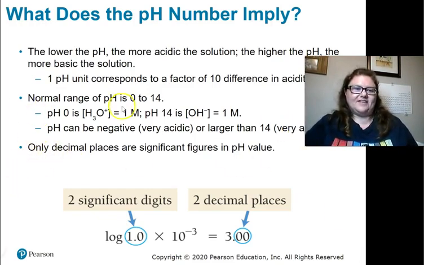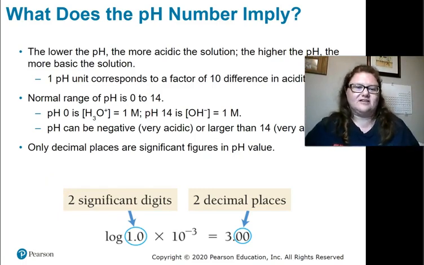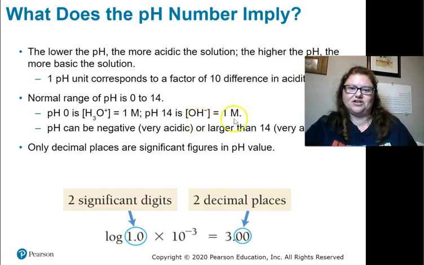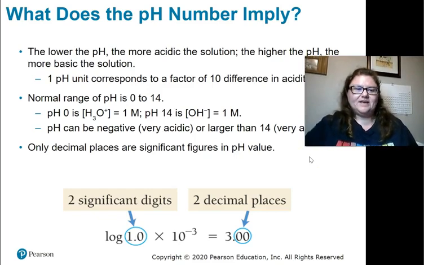So we can say that the normal range of pH is 0 to 14. Some charts say 1 to 14. I think it's more accepted lately that 0 is in there. So 0 is like super acidic. So a pH of 0, the hydronium ions equal 1 molar. And the pH 14 is when the OH concentration is 1 molar. pH can be negative, which is very acidic. Okay, that's very, very rare. Or larger than 14, and that's like super alkaline, which is also very, very rare.